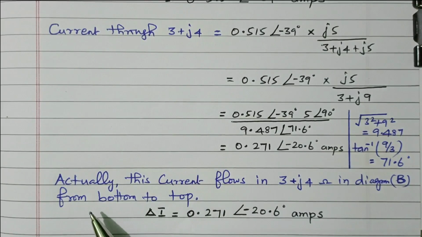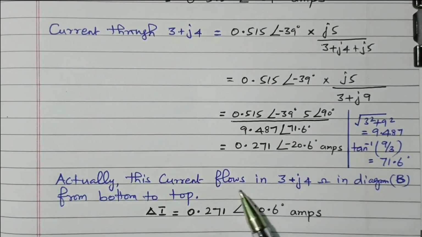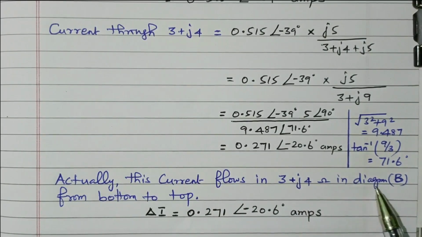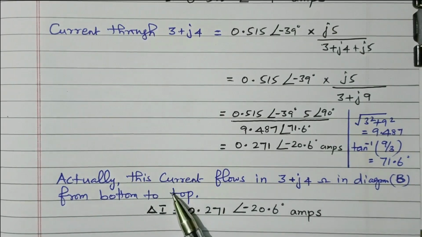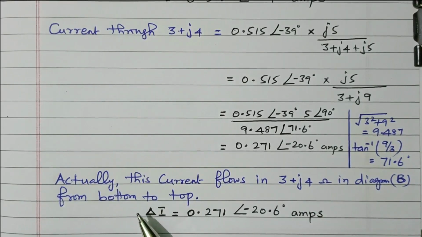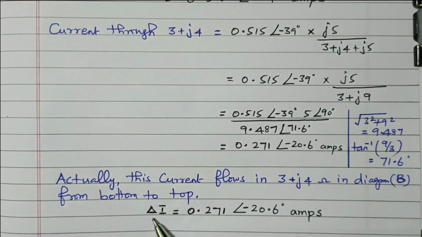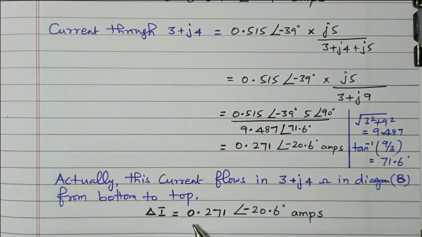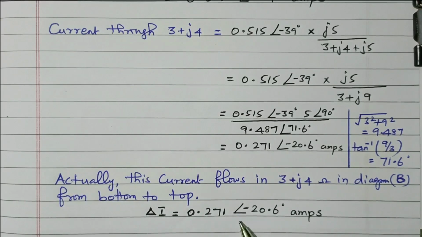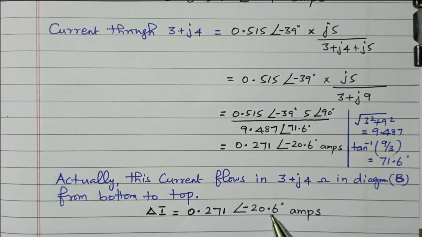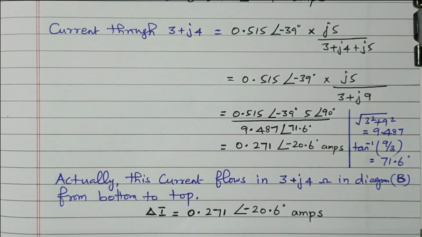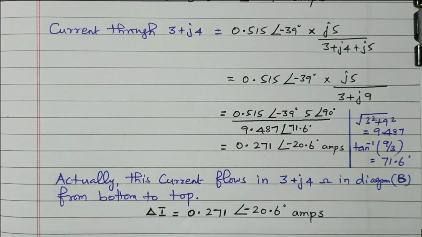So that we can find one more value. This current flows in the 3 plus J4 ohm branch in diagram B from bottom to top, in the opposing direction. So the change in current delta I is 0.271 with an angle minus 20.6 degree ampere. So in this problem, we changed the resistor. Due to that, the compensation voltage is calculated. Thereby, the current flowing through the branch is calculated. That is nothing but the change in current.